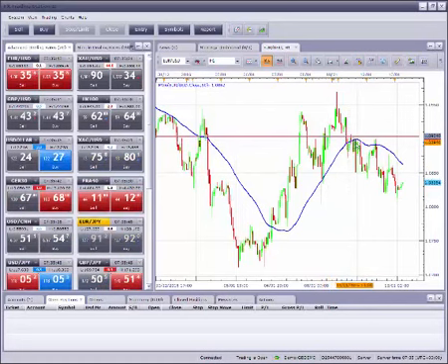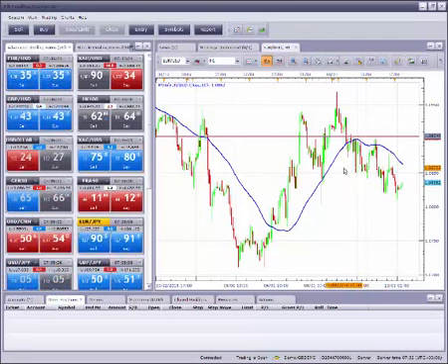Again over here, resistance at the moving average, it sold off from there. Again here, resistance at the moving average and it sold off from there. So that's the second way that you can trade it, is to effectively use your moving average as a moving level of support or resistance.